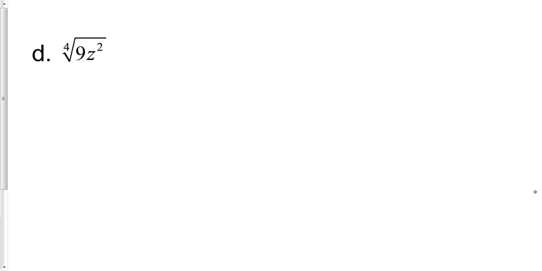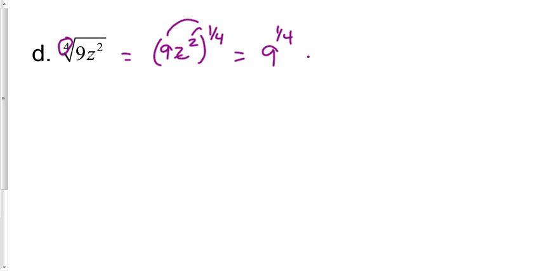Again, I'm going to start by rewriting this using a rational exponent. So my index is 4. That means that 9z squared is to the 1/4 power. Okay, now the next thing I'm going to do is rewrite it so that I've got 9 to the 1/4 and then z squared to the 1/4. So 9 to the 1/4 power times, I'm basically splitting 9 and z squared up.